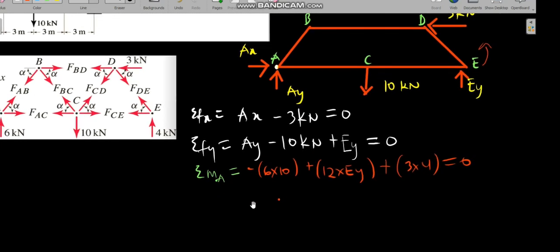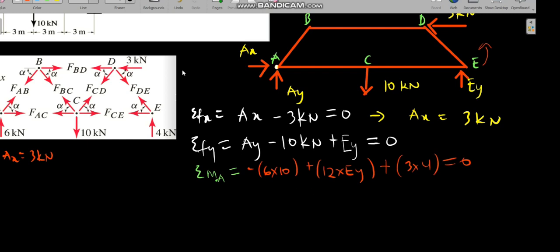Okay, so now after getting the equilibrium equations, we have to solve them for the unknown values. So let's go ahead and solve. Looking at this, we can first of all solve for the Ax value, because Ax minus 3 kilonewton equals 0. So we get Ax will be equal to 3 kilonewton. So that's the value of Ax. Let me write this here: Ax equals 3 kilonewton.